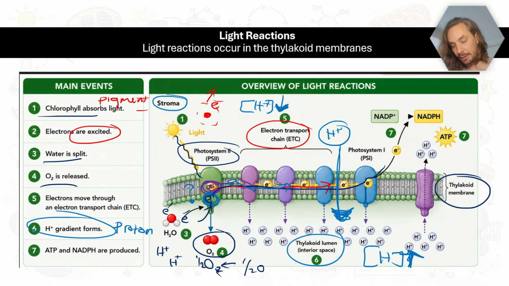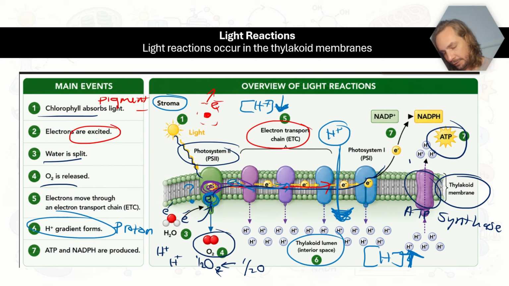And this is what ATP synthase uses. Over here, this is ATP synthase. It's going to use that proton gradient to create ATP. It's going to take ADP plus a phosphate and drive that reaction to make ATP.